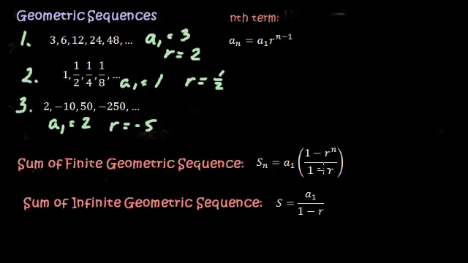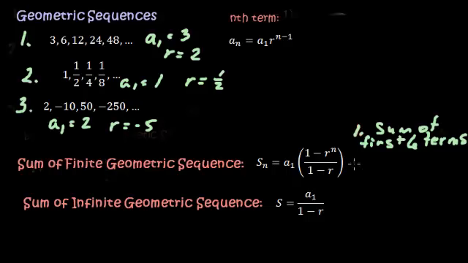In looking at S of n, let's go ahead and do the first one. Let's do the sum of the first 6 terms for number 1. Because we know what they are, we could add those up and verify that if we wanted to.